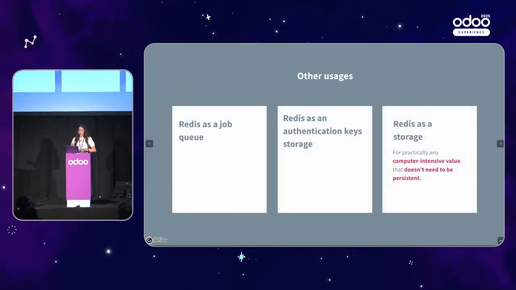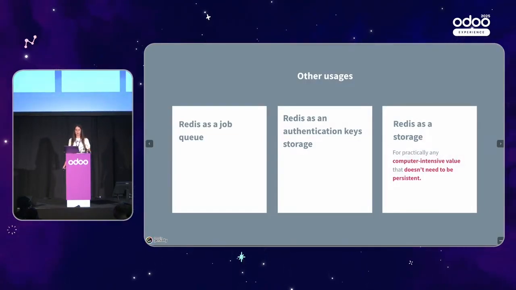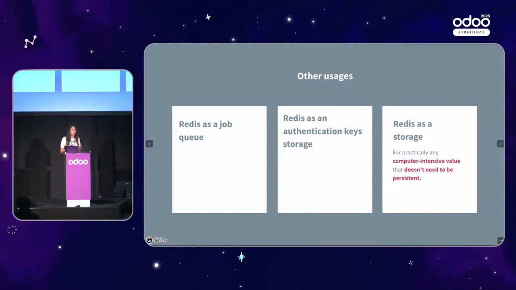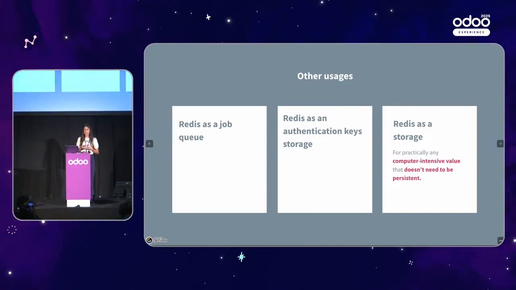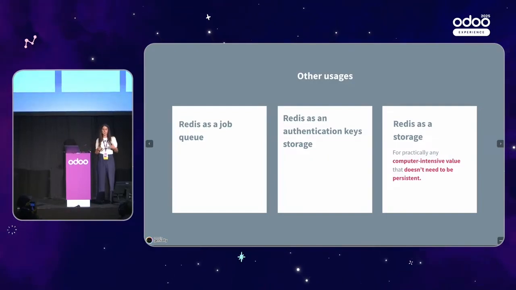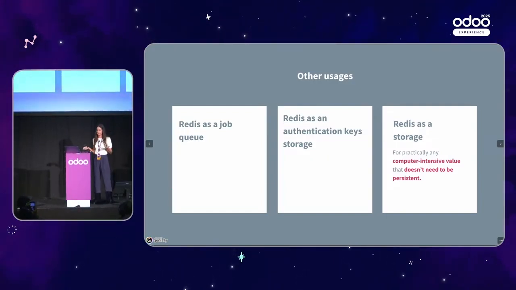But like we said, there are many more usages. We could use Redis as a job queue. We could use it as an authentication key storage, or basically any storage for any field or data that takes a long time to compute but doesn't change often.